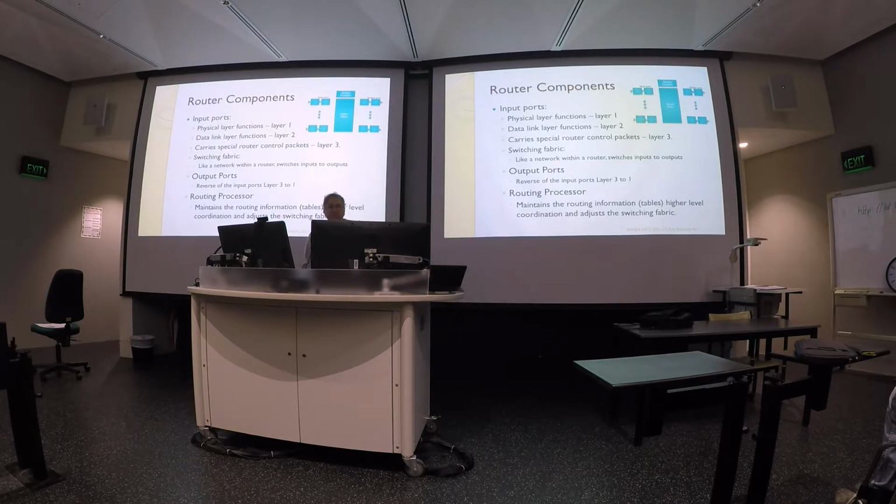And we're going to talk a bit about those in a bit. The switching fabric, as I said, just switches inputs. The routing processor maintains any tables that we have. Just like the switch, when you've got things coming on input ports and going out to output ports, here at the router, the next layer up, we've still got to make those decisions. And we keep that information in tables.